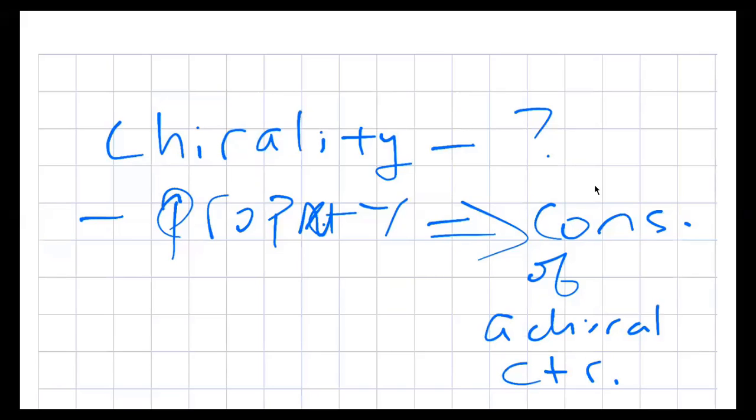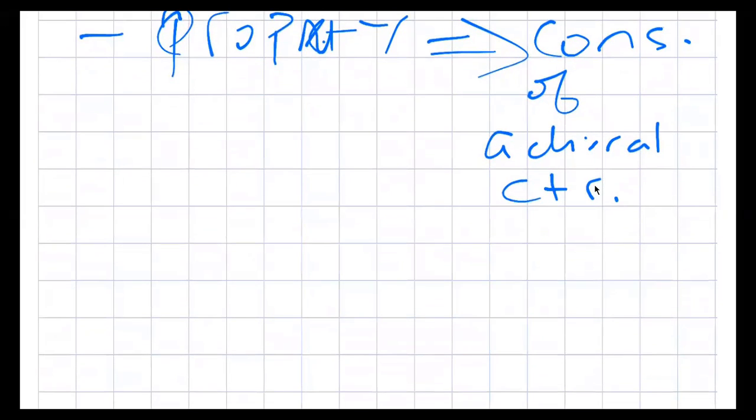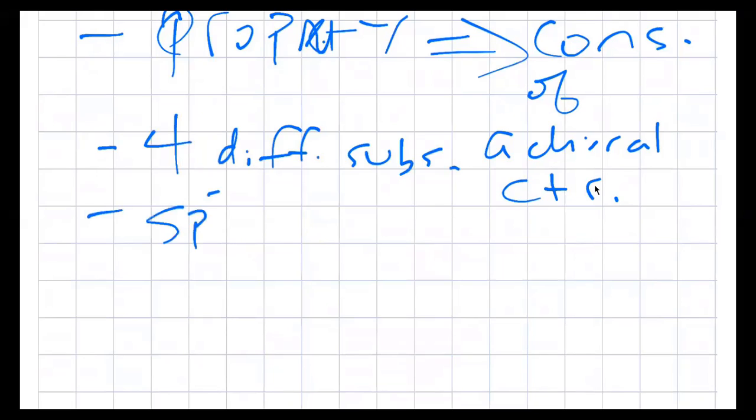Right. So it's a consequence of having a chiral center present. And you said something about the criteria. A carbon atom having four different substituents, right? What else? It's non-symmetrical. sp3 hybridized, non-symmetrical, good. There's one more thing.